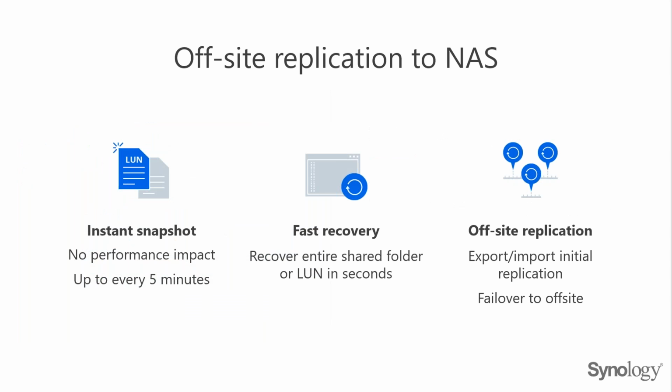So those instant snapshots have no performance impact, and you can schedule them down to every 5 minutes if you want to. You can then recover data very fast on-site due to the way that the snapshots integrate with the file system. If you send your data and snapshots off-site, you can either do an export to a secondary device to then load it onto that remote server, or you could temporarily bring that remote server on-site.